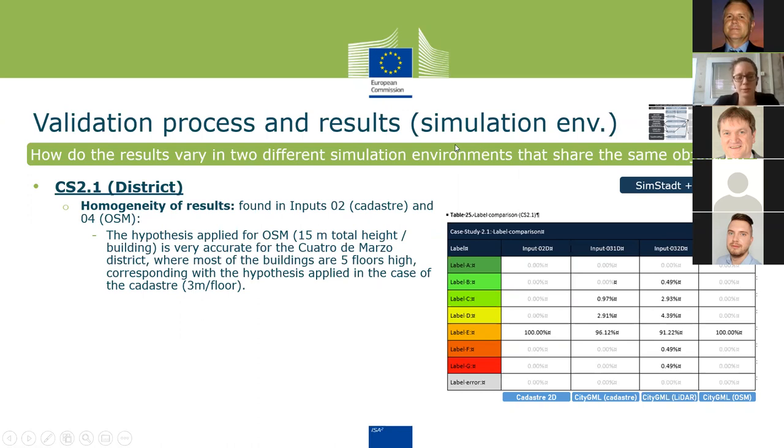Okay, and now we move to the second part of the scheme. How do the results vary in different simulation environments that share the same objective? This we tried with Simstat and with energies. At district level, we found some homogeneity of results when tackling inputs from cadastre and from OpenStreetMaps. As I said before, this has to do with the way we process the open data from the cadastre and OpenStreetMaps, because the approach is very similar in both of them. That is why in the end, the geometry was very similar and the results, as you can see here, are the same.